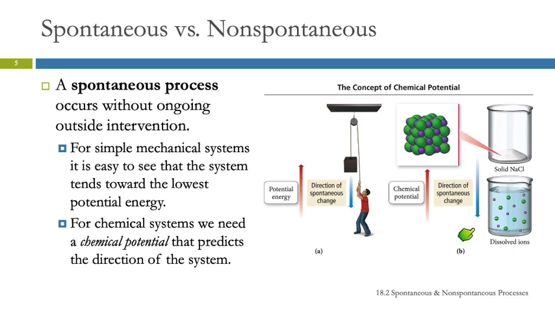So this is the direction of spontaneous change. That means that the chemical potential must be higher here. So just like mechanical things trending towards lower potential energy, things always fall down, never up, chemical things are going to go from a higher chemical potential to lower potential.